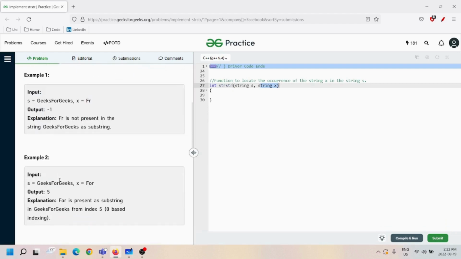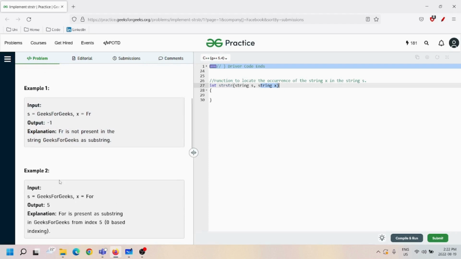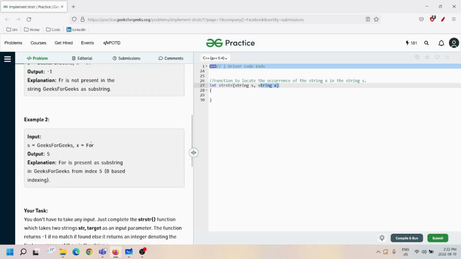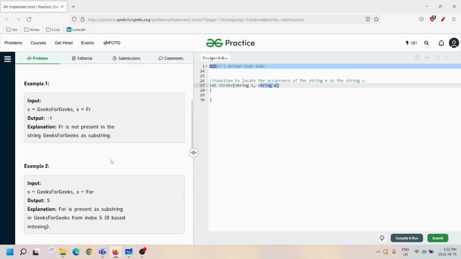So now we can see example number 1 and 2 to have a better insight of this problem statement. So example number 1 has s as gigs for gigs and x as fr. We are searching fr in gigs for gigs. We're not able to find it, and that is why we're returning -1. In example number 2, we are able to find for starting from the fifth location, and that is why we are returning 5. So these are the takeaways or the important points to be understood from the question.